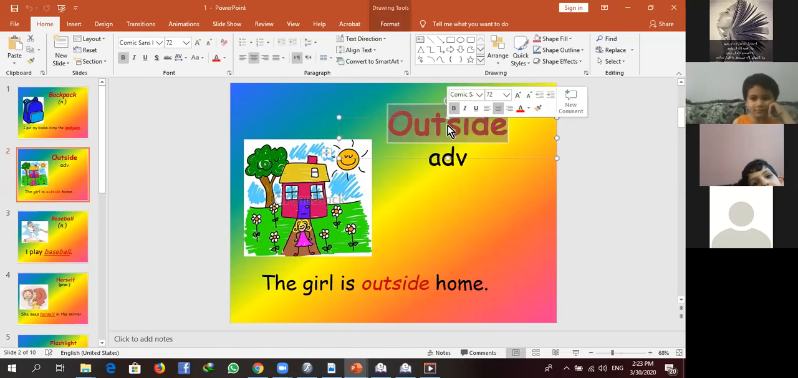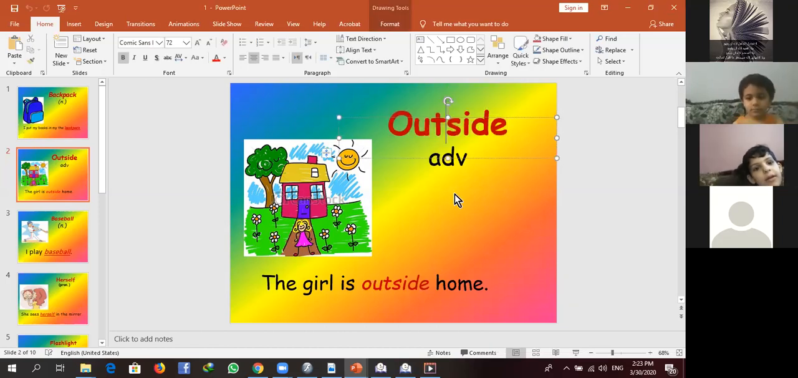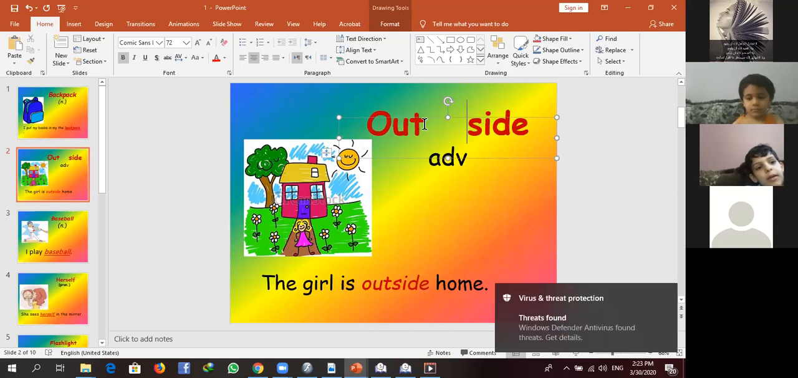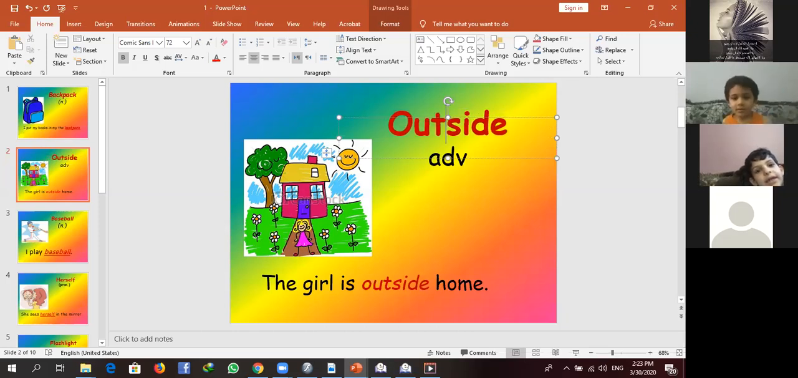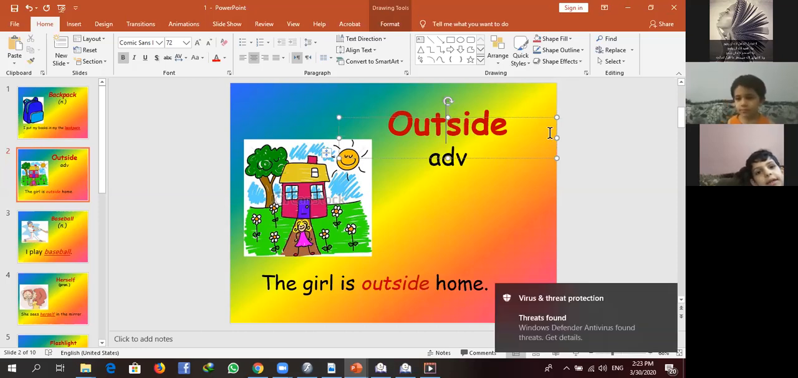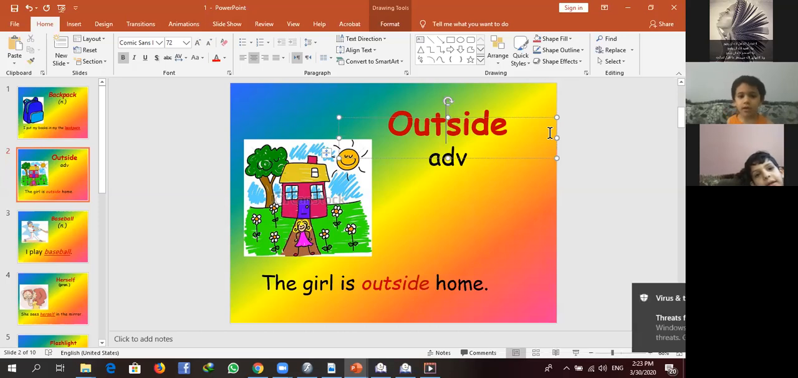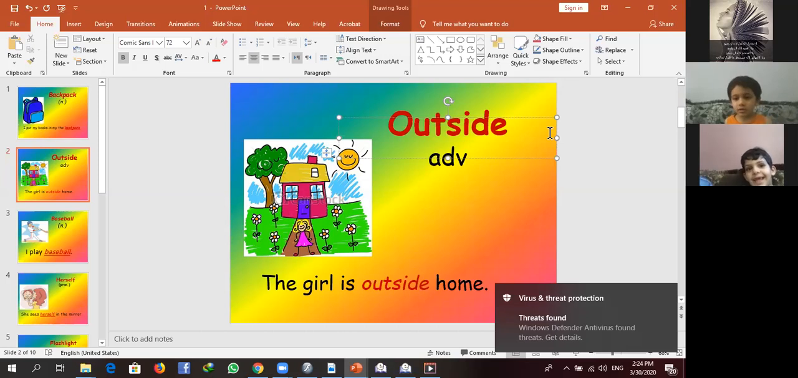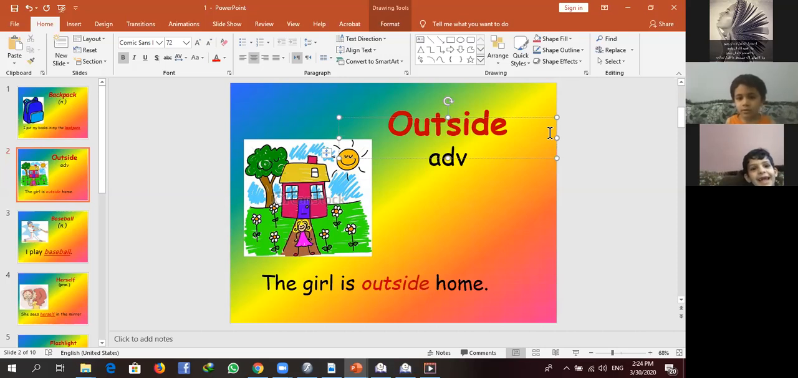Okay, guys, let me show you how we're going to separate them. You see, over here we have out and the other word side. When we put them together like this, it's going to be outside. What's the opposite of outside, Omar? Out and side are the two words that make up the word outside.